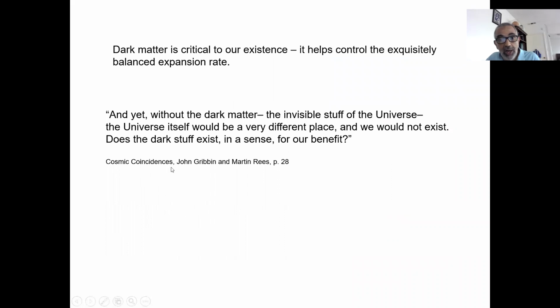And John Gribbin and Martin Rees, in their book Cosmic Coincidences, say flat out that dark matter is critical to our existence. It helps control the exquisitely balanced expansion rate. And not only that, but it helps the tiny ripples of density difference become stars and planets. And so they say, without the dark matter, the invisible stuff of the universe itself would be a very different place and we would not exist. Does the dark stuff exist in a sense for our benefit?